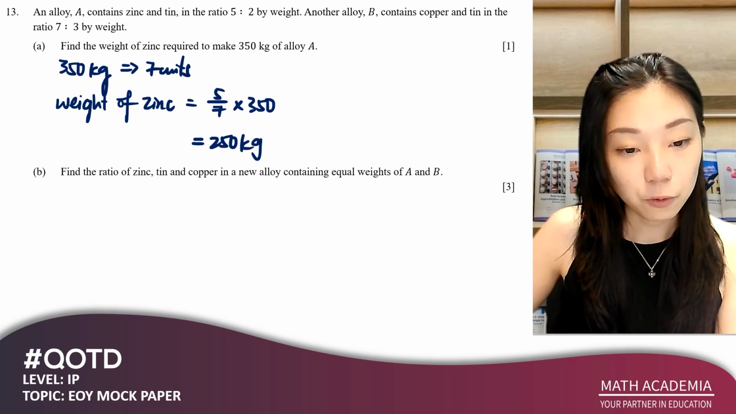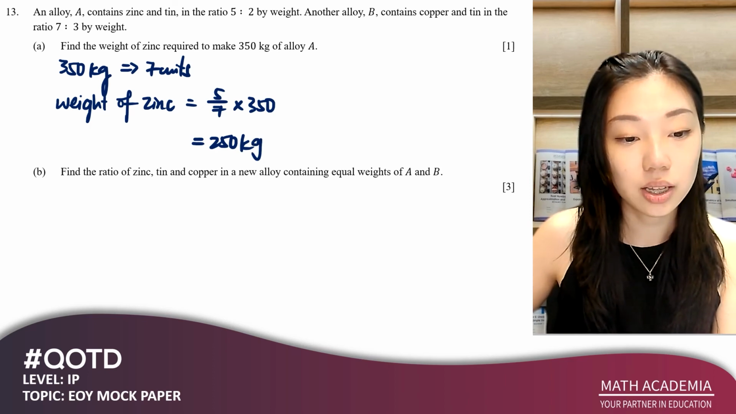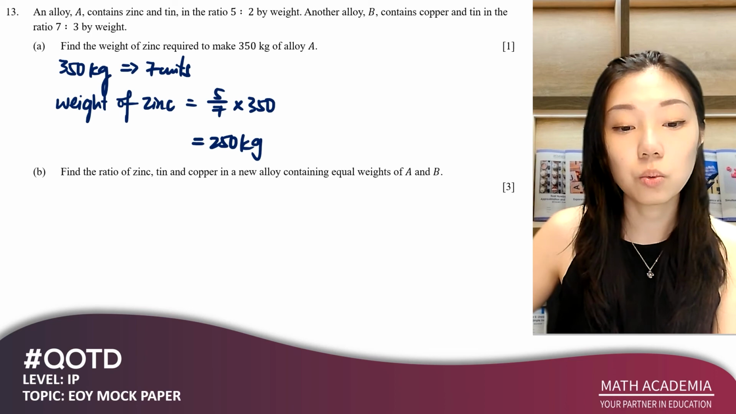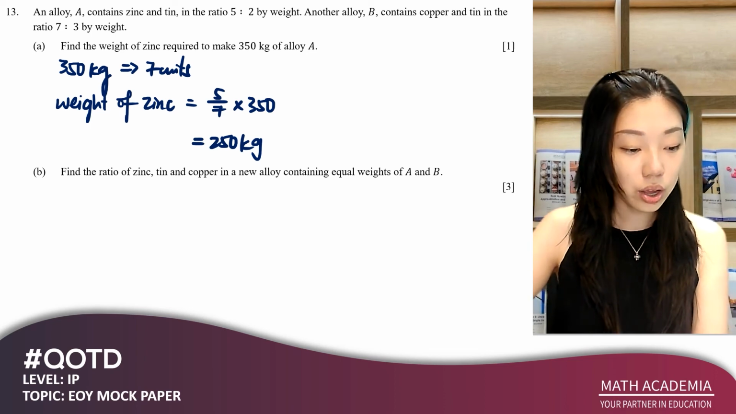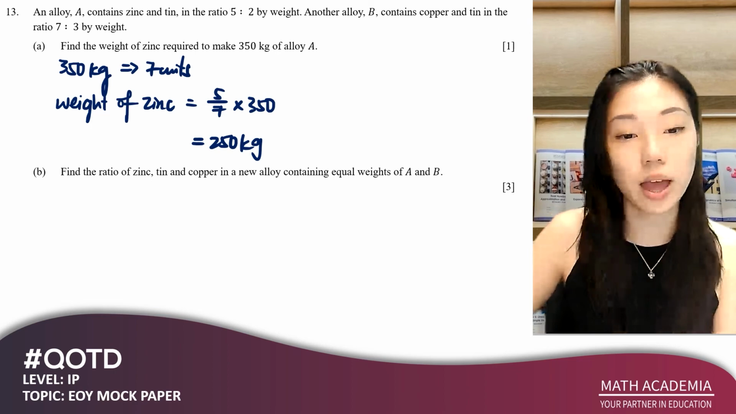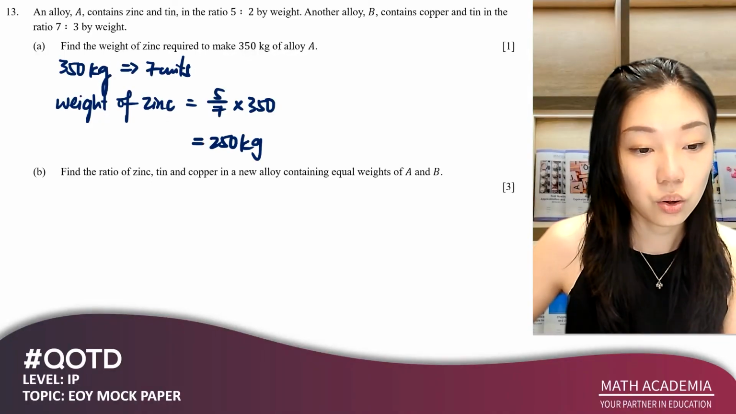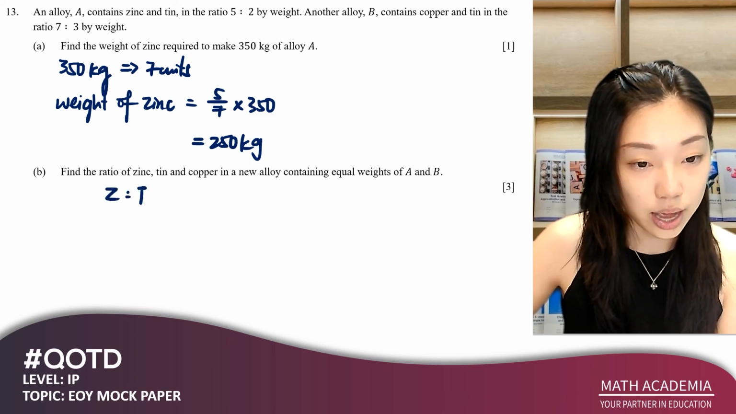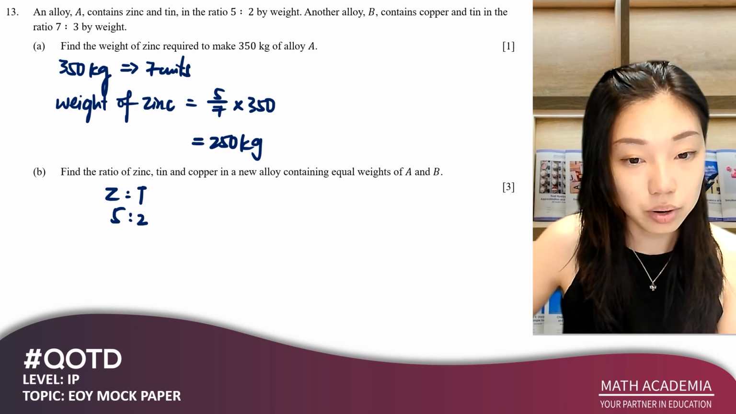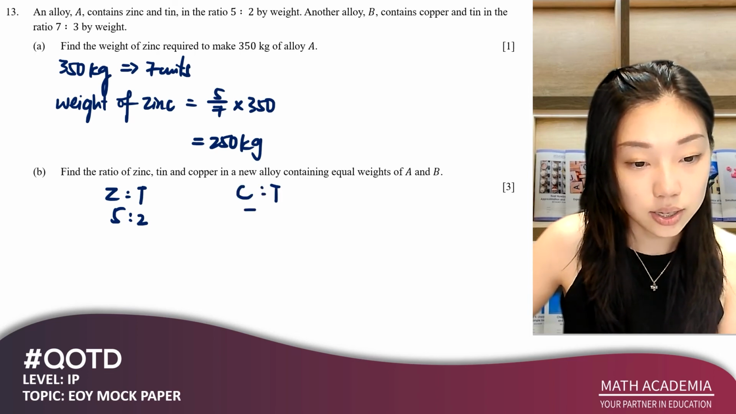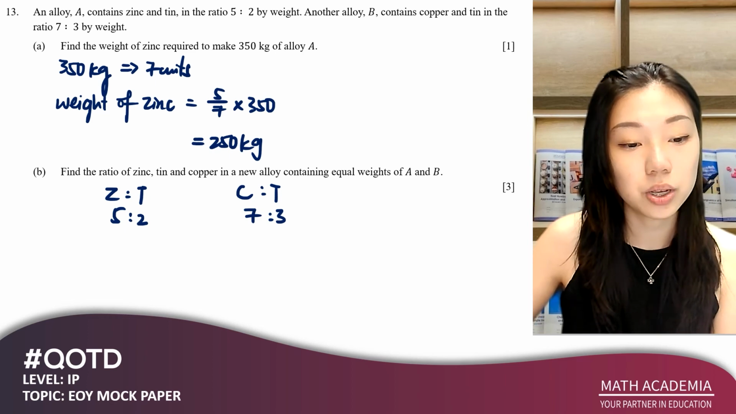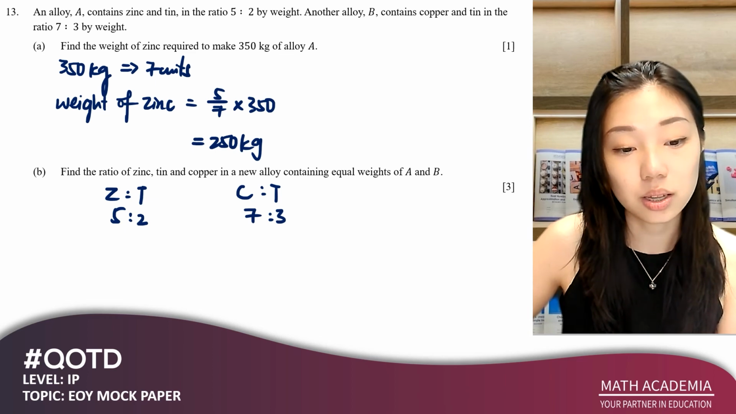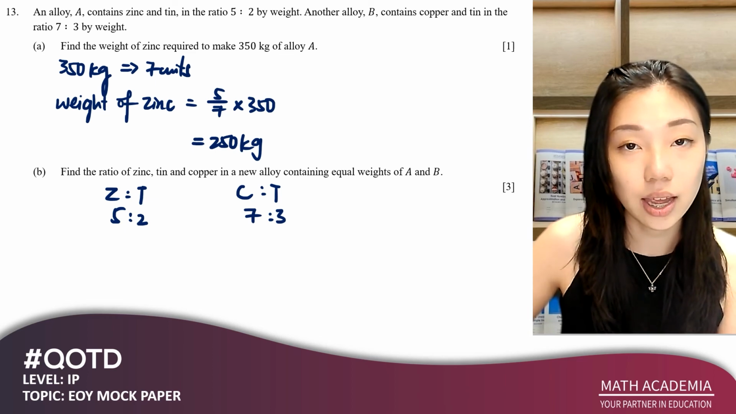Okay, then for part B, find the ratio of zinc, tin, and copper in the new alloy containing equal weights of A and B. So if it is equal weight of A and B, I would have the ratio of zinc to tin as 5:2, and the ratio of copper to tin as 7:3. If I want them to be the equal weight, this would mean that I need to find a common factor between the total weight of alloy A and alloy B.